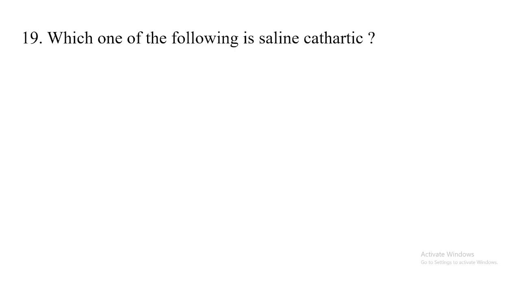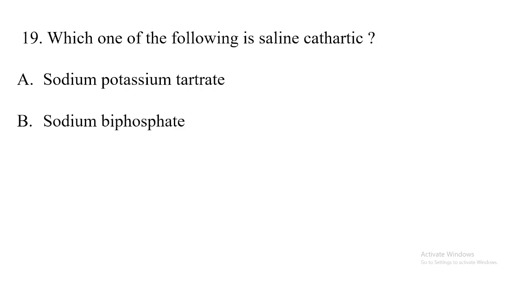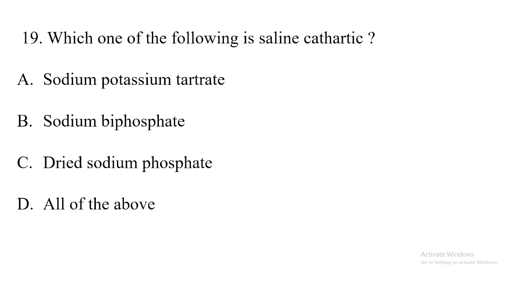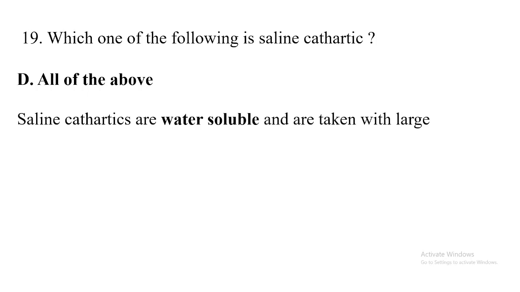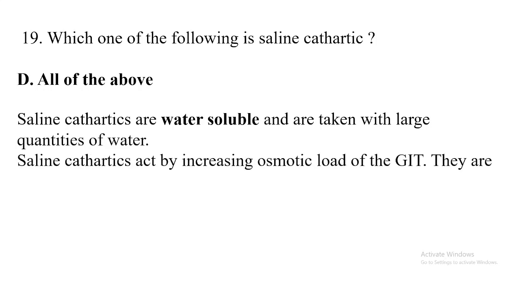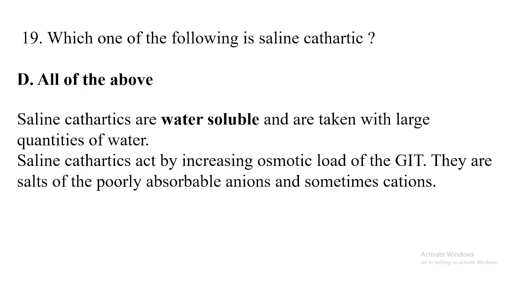19. Which of the following is saline cathartic? Sodium potassium tartrate, sodium biphosphate, dried sodium phosphate, or all of the above? The right answer is all of the above. Saline cathartics are generally water soluble and are taken with large quantities of water. And saline cathartics act by increasing osmotic load of the GIT. They are salts of the poorly absorbable anions and sometimes cations.